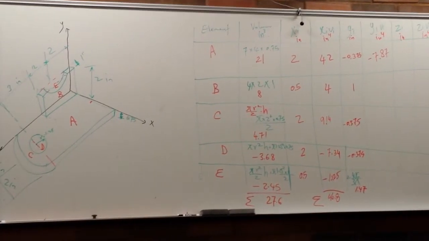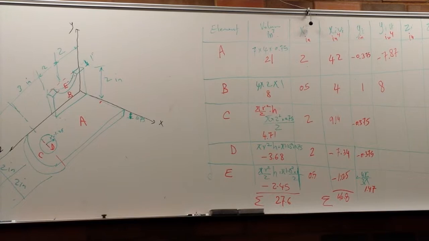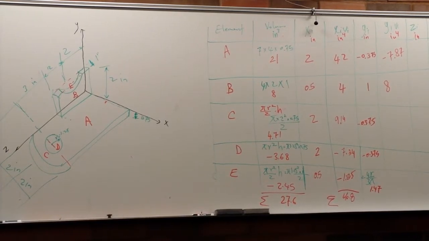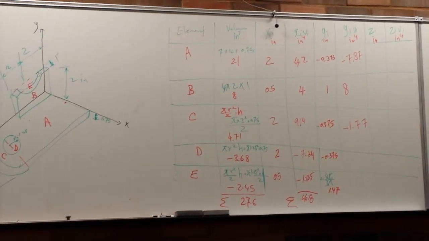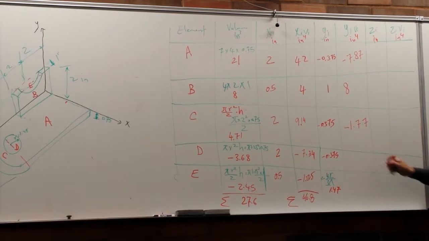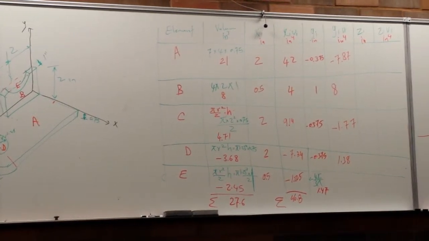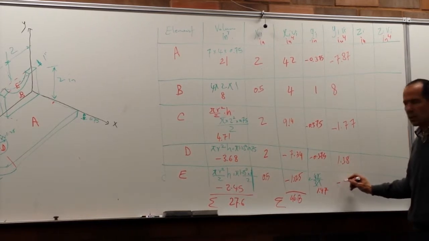Next one, 8. Next one, 471 times 0.375 is negative 1.77. 368 times 0.375 is 1.38. And 425 times 147 is 3.6. Negative 3.6.